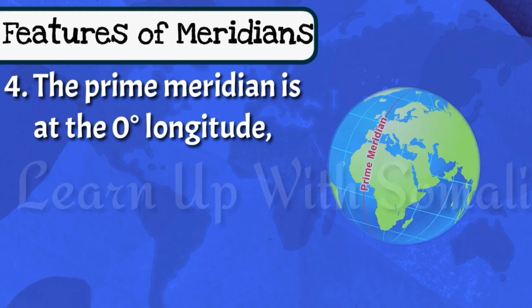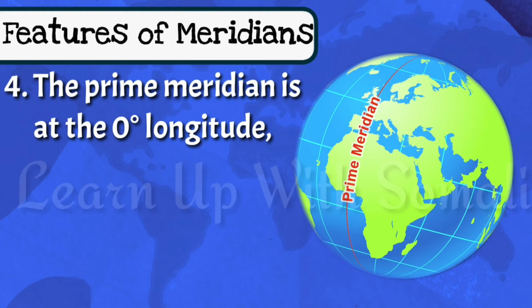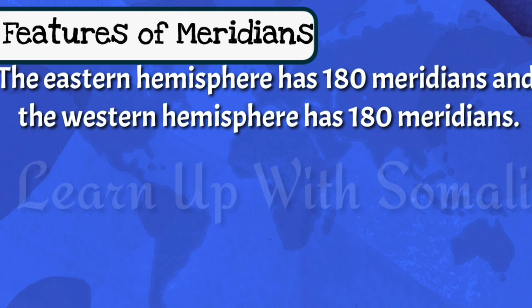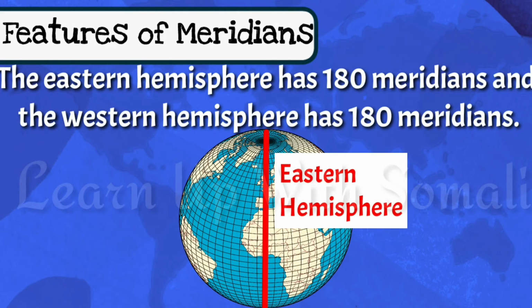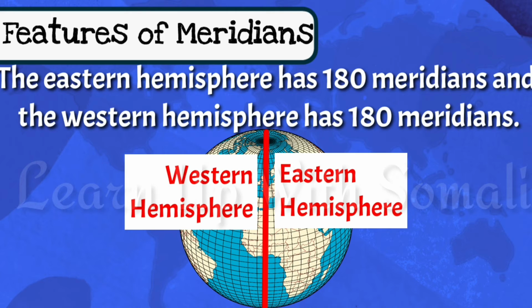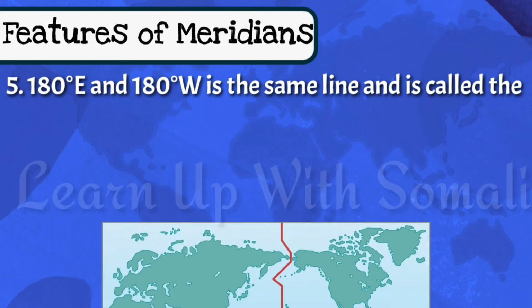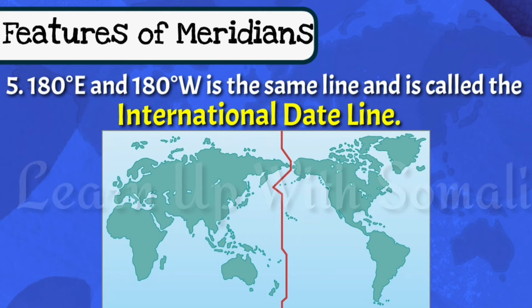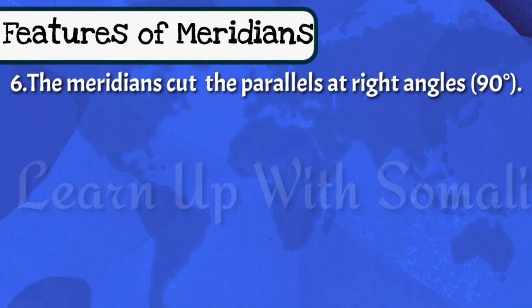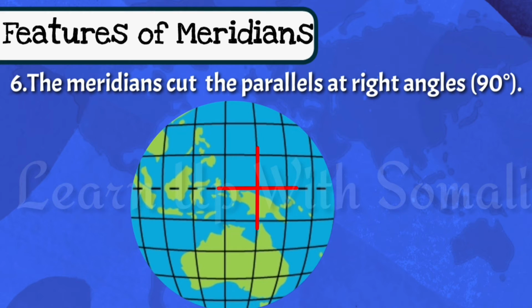Number 4. The prime meridian is at the 0 degree longitude, so the eastern hemisphere has 180 meridians and the western hemisphere has also 180 meridians. In total, there are 360 meridians in both eastern and western hemisphere. Number 5. 180 degree east and 180 degree west is the same line and is called the international date line. Number 6. The meridians cut the parallels at right angles or 90 degree.